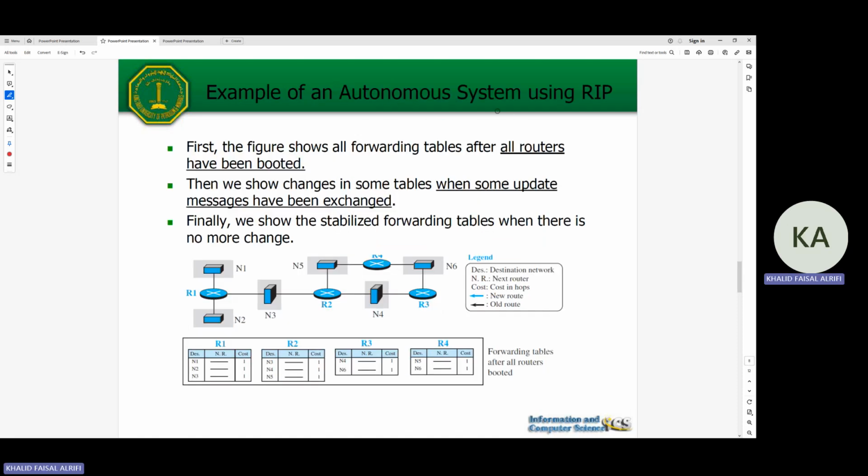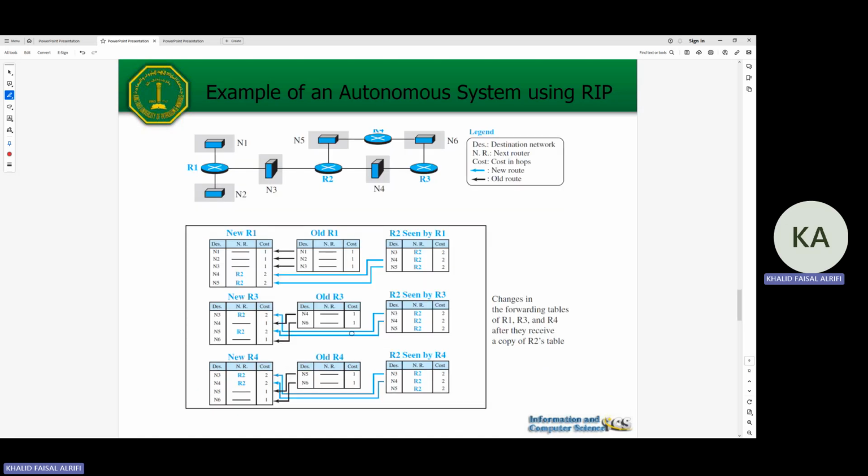Example of the autonomous system using RIP. So here the same thing, like take this R1. What is R1? This R1. So it will cost from N1 by 1, by 1, by 1. All of them are 1. What about R2? It will cost you here 1 and 1 and also here 1. So these are the direct ones.